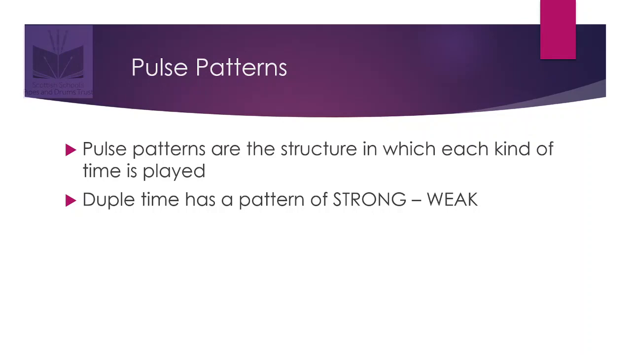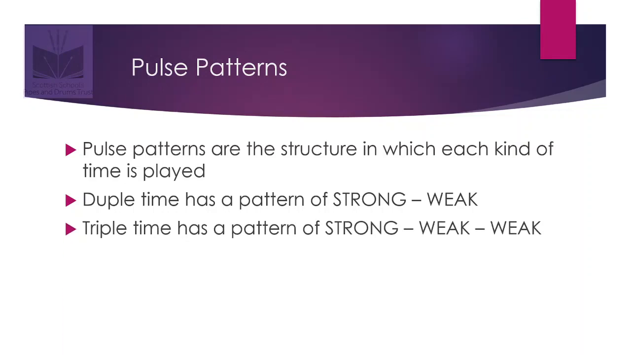Jeez, oh. Aye. So if I was to change it to volume, it would be like this. Strong, weak, strong, weak, strong, weak. So that's the pulse pattern for the duple time. So if somebody said to you, what's the pulse pattern for duple time? You would say strong, weak. For triple time, it's strong, weak, weak.